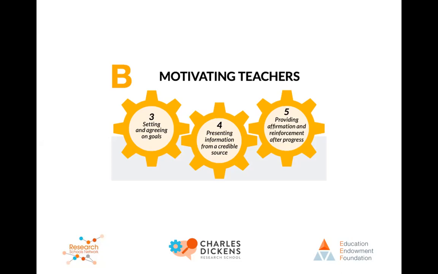And before we look at that, I'm just going to unpick a bit what I mean by important but not sufficient. These three specific mechanisms, setting and agreeing on goals, presenting information from a credible source, and providing affirmation and reinforcement after progress, those are really important, but they're not going to help us do all of that work around motivation. We need to look beyond, and as I say, evidence elsewhere.